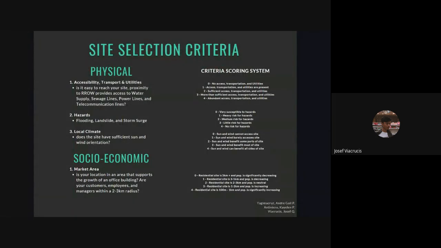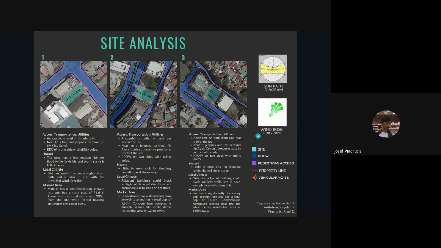So here is our site selection criteria, and this is also the criteria scoring system. For the physical factors, we have accessibility, transport and utilities, hazards, and local climate. And for the socio-economic, this is the market area. We implemented a quantitative scoring system. For all the factors, 0 is the least favorable and 4 is the most favorable. And here is the site analysis.